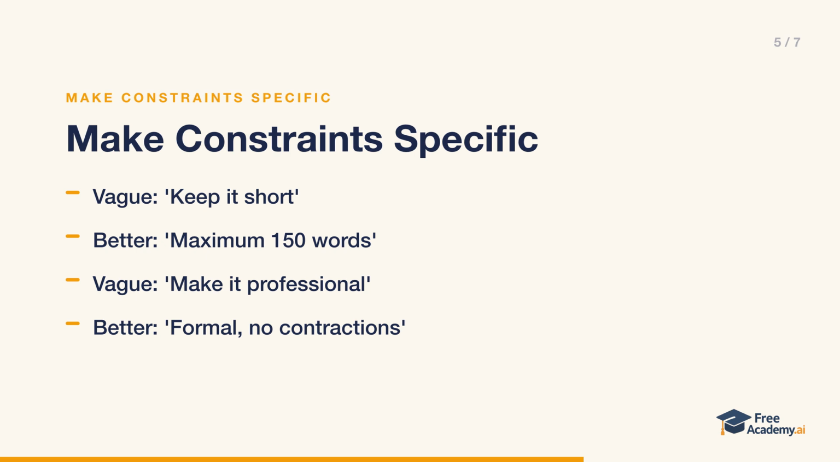The pattern is always the same. Take the fuzzy adjective in your head and translate it into a measurable, checkable rule. Vague constraints feel like guidance, but still leave the important decisions to the AI. Specific constraints actually constrain. Whenever you write one, ask yourself whether 2 people would read it the same way.